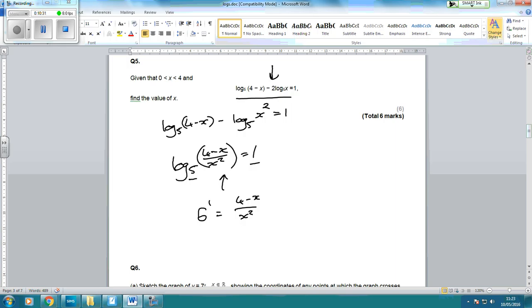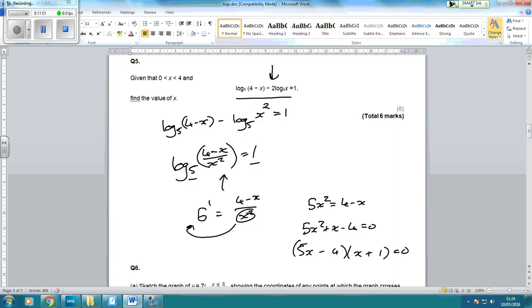5 to the power of 1 is just 5. We're then going to bring this x squared up. So we get 5x squared equals 4 minus x. We've then got x squared, we've got x, and we've got numbers, so we're going to make it quadratic. So 5x squared plus x minus 4 equals 0. So it's going to be 5x and x. And we've got 4 and 1.